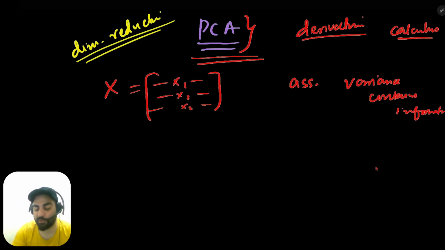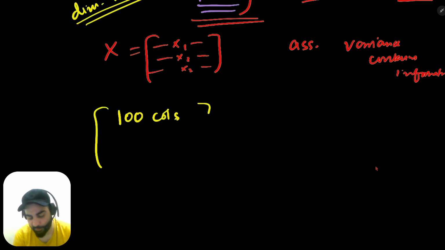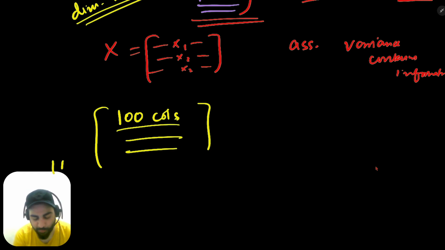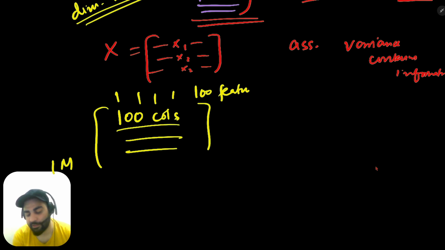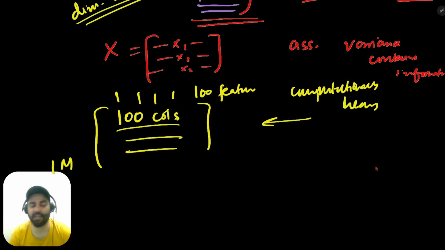What I'm telling you right now is, let's suppose you have a data point, and this data point has 100 columns. Now you have, let's suppose, 1 million data points, and each one has 100 columns, 100 features. If you go on training a model on this, it will be really computationally heavy, because there are 100 features and you have to train your model on 100 features. So what we try to do is capture only the important features.